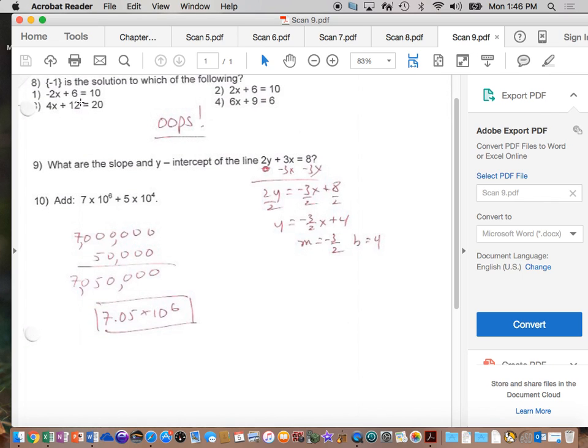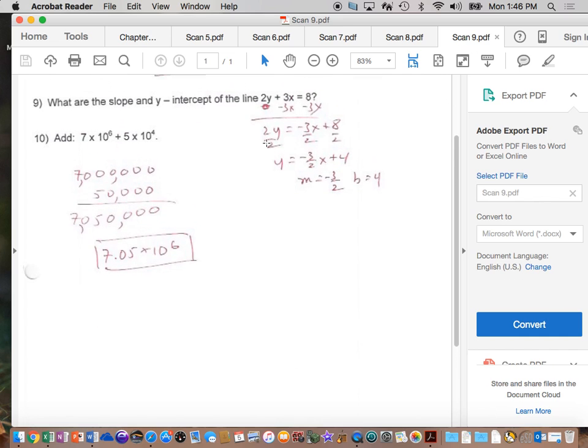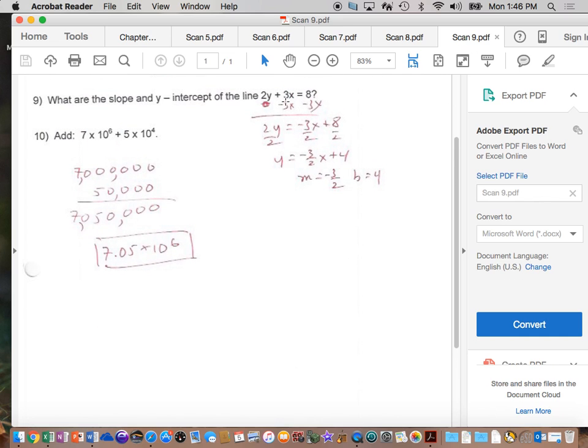I don't even know why I wrote this. It should have been a whole point. Oh no, I take it back. -1 could work here. It doesn't work in the first one, it doesn't work in the second one, it doesn't work in the third one, it doesn't work in the fourth one. It doesn't check in any of them. Okay? Sorry about that.